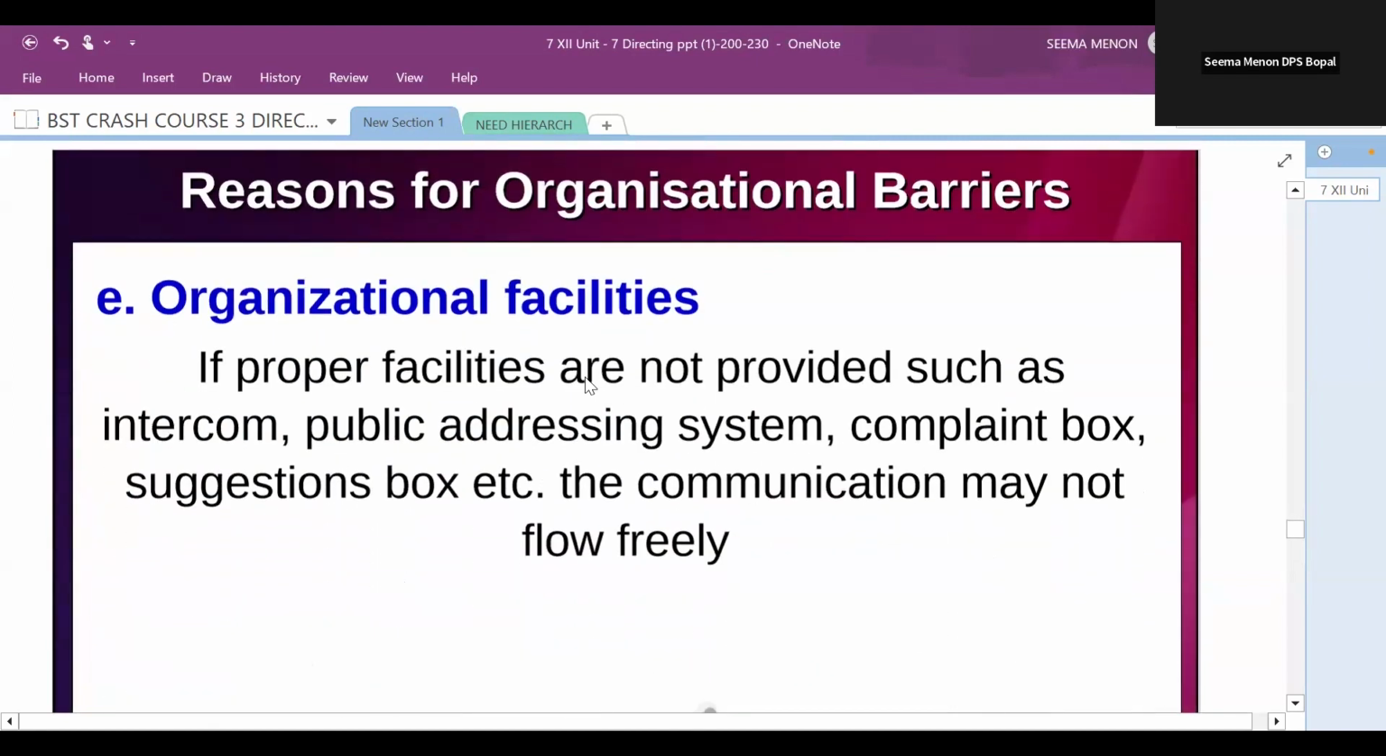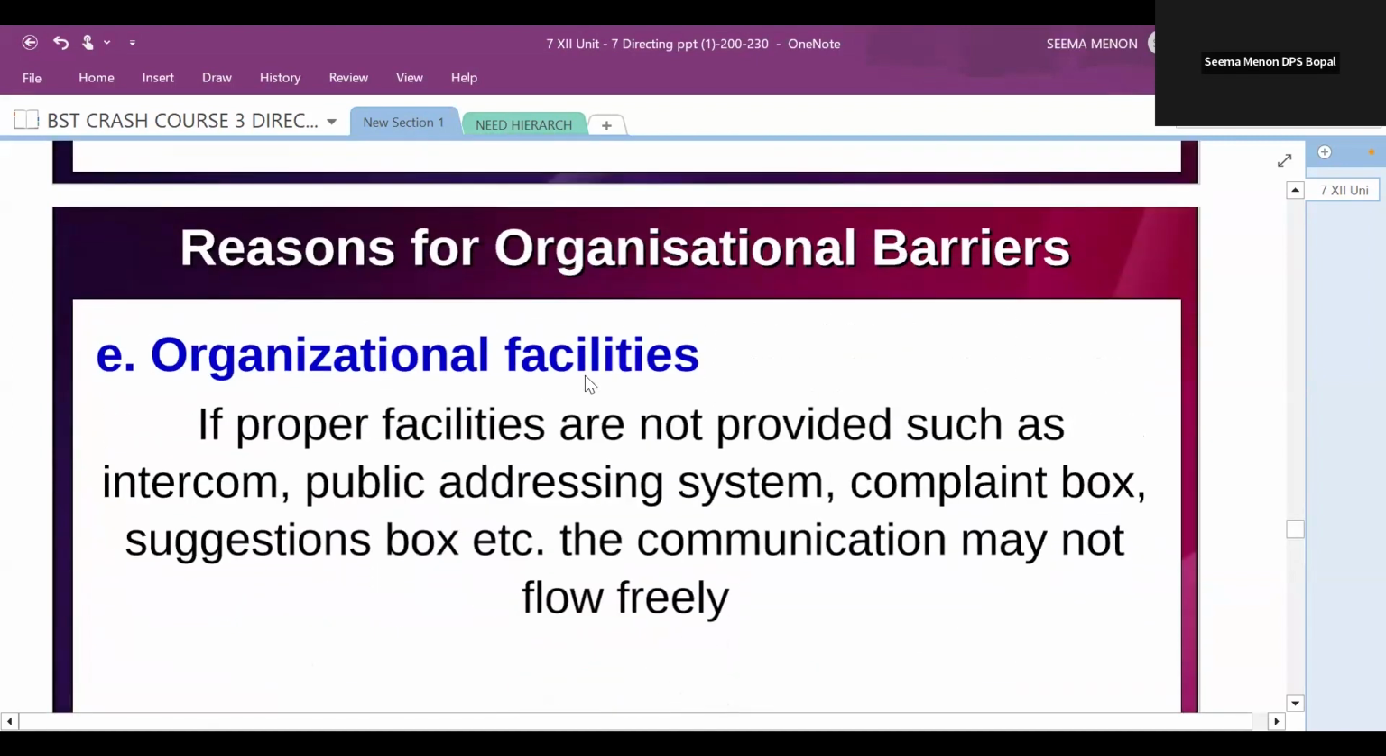Next one, organizational facilities. One more point is there. If proper facilities are not provided, such as intercom, public addressing system, complaint box, suggestion box, etc., the communication may not flow freely. Sometimes what happens is there is a big organization and there is no intercom facility. So the people want to move from one place to another. Public addressing system may not be there, like the assembly area, meeting room, etc.